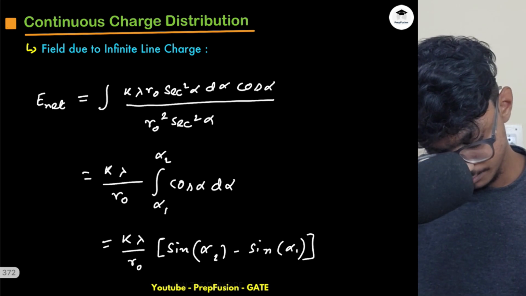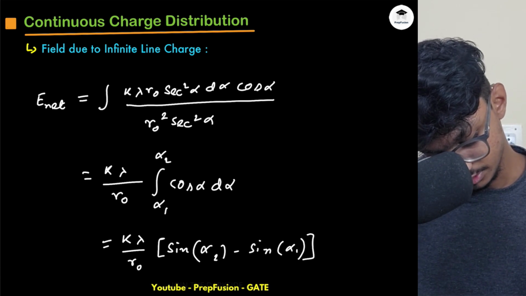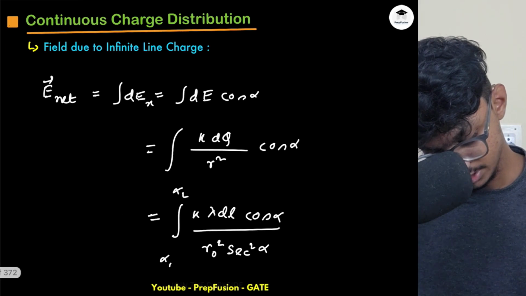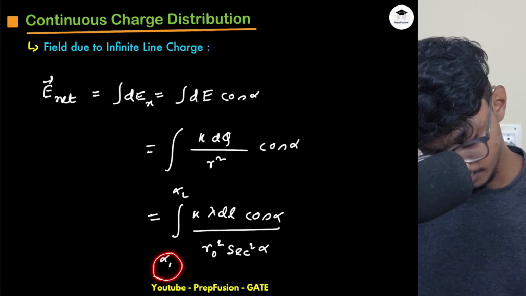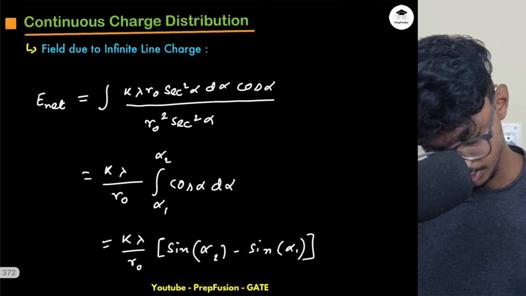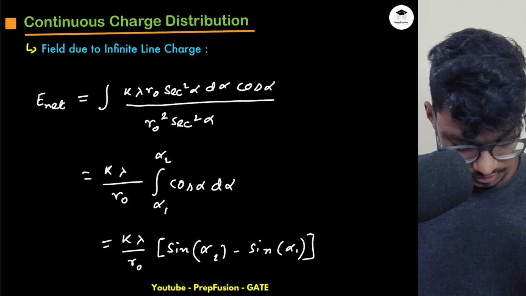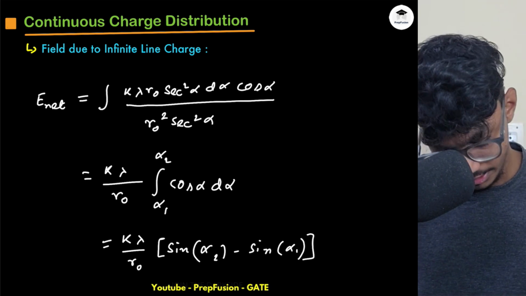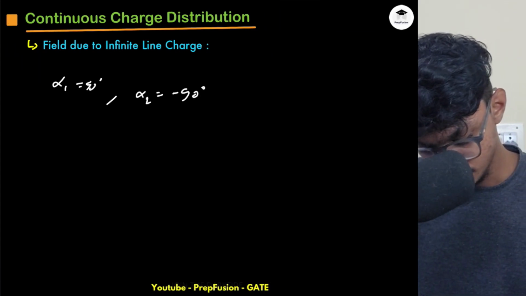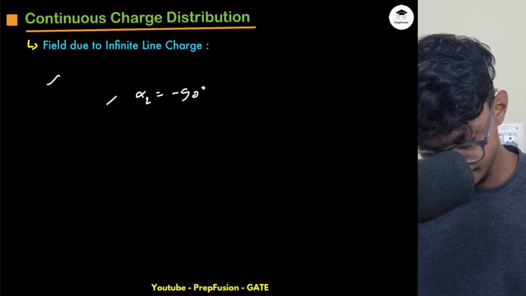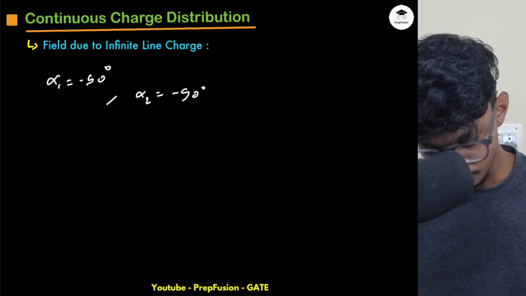Actually, one thing I made a mistake over here. Alpha 1 is initially at the top. I'm going from top to bottom, right? I should go from lower to higher. I will go from minus 90 to plus 90. So alpha 1 will be minus 90 and alpha 2 will be plus 90.